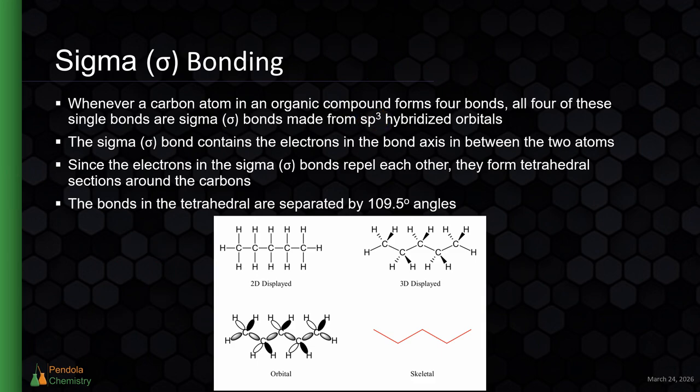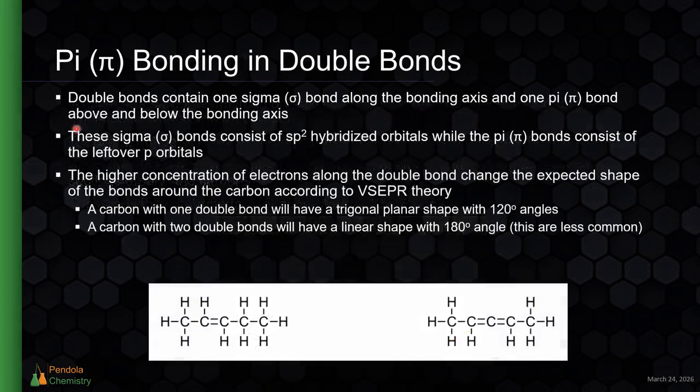All right. So let's move on now to pi bonds. Now, pi bonds are a little more tricky. Pi bonds only happen whenever we have double or triple bonding. Double bonds and triple bonds are always going to contain one sigma bond. And the bonding axis, being the bond that we're actually drawing, that is going to be our sigma bond. But then when we have a double bond or even a triple bond, we are going to have a pi bond happen above and below the axis.